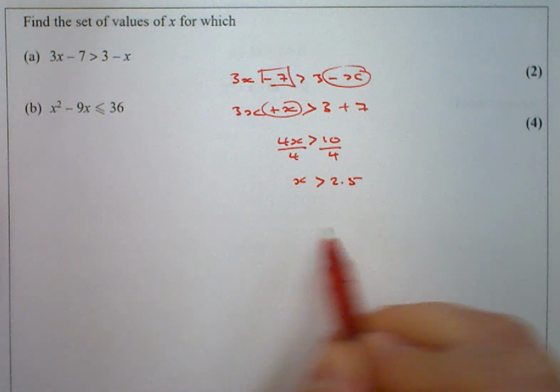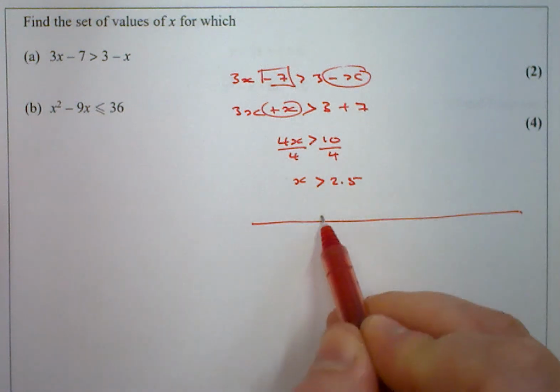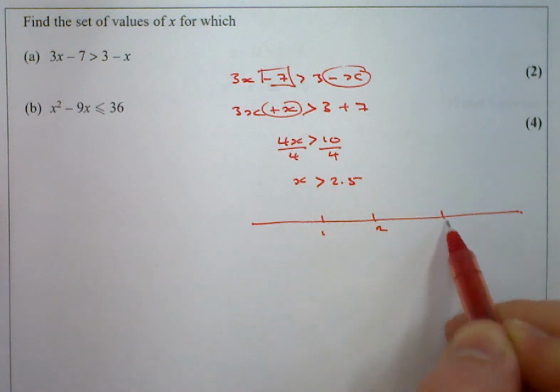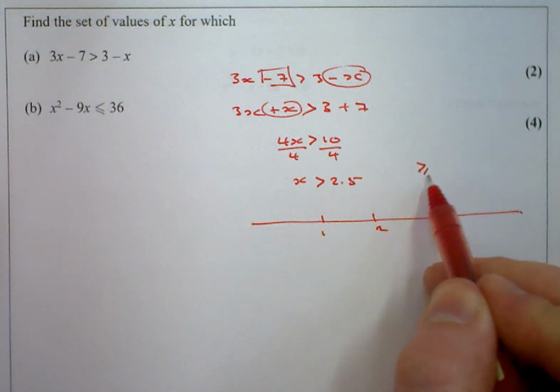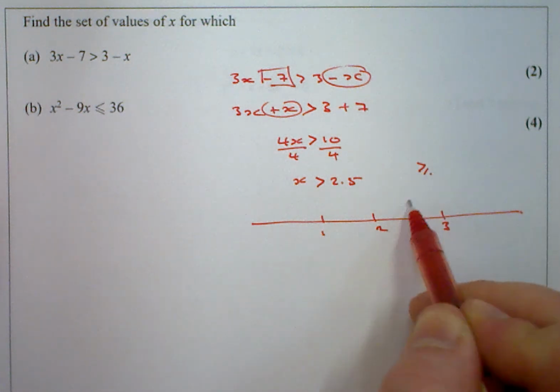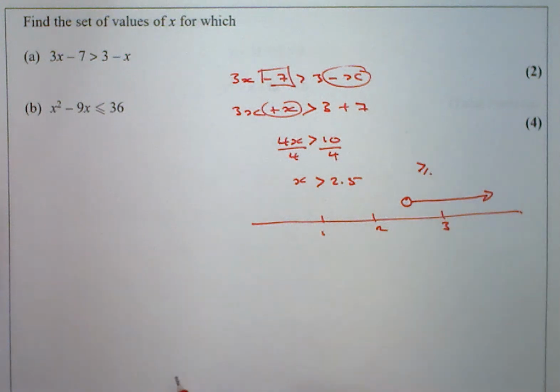You haven't asked in this question, but if it was represented on a number line, you'd have 1, 2, 3. As it's not with the equal sign, it would be an open dot pointing in that direction.